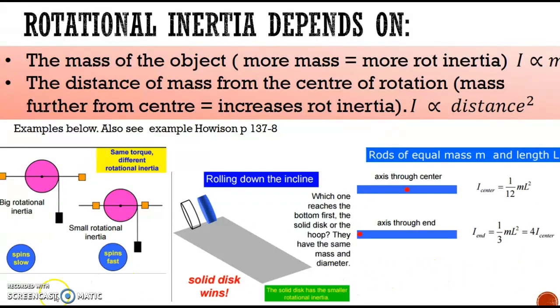And then rods of equal mass, m, and length. So here you have two rods. This one spins through the middle, and this one spins so that the mass is spinning around the outside, spinning around the red dot. You can see the difference in the equations. And so which one of these has the greater rotational inertia?